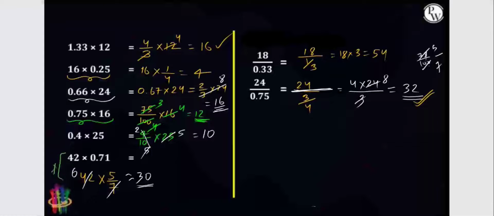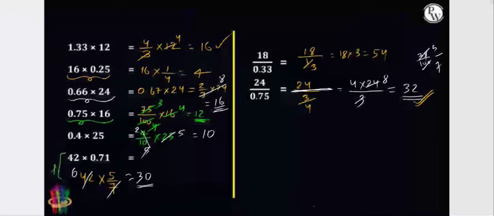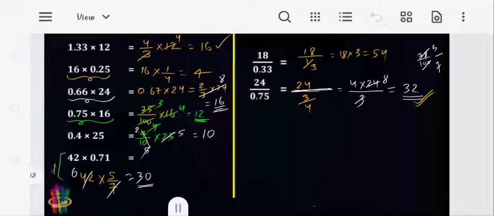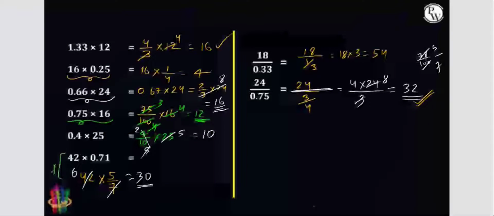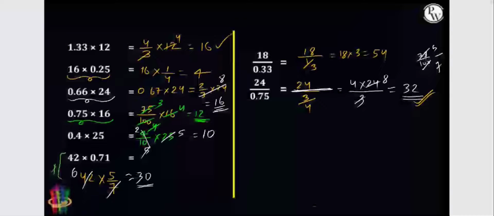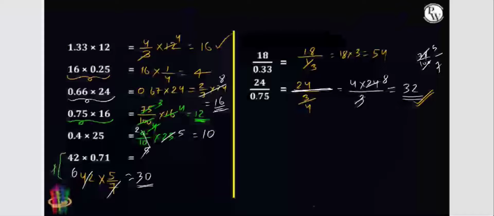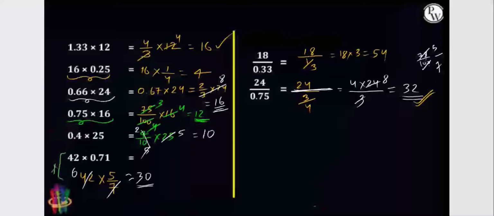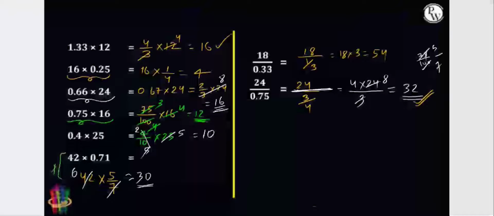And 0.4 into 25, it's like 4 by 10, which you can write as 2 by 5. 2 by 5 into 25 is 10. That has to be the answer. 42 into 0.71, 0.71 is written as 5 by 7. You can calculate it like, see, approximation is there. 70 divided by 100, and approximately you will get 5 by 7 there. And 7 6s are 42, and 5 6s are 30.